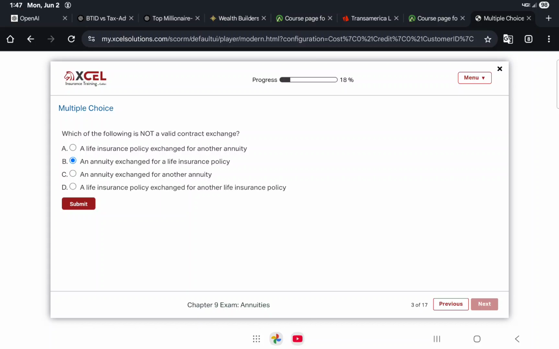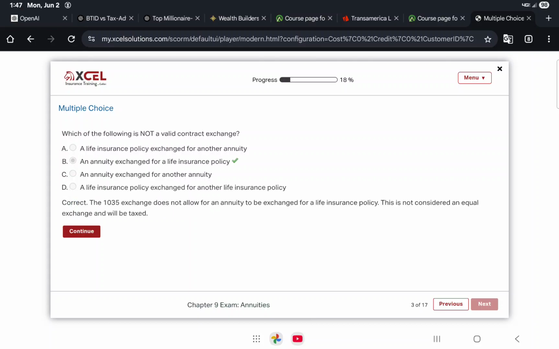Let's say you accumulated $1 million in an annuity or a 401k or an IRA. You can't save all $1 million to roll into a life insurance policy and expect that to be now tax-free. You'll have to pay the taxes, and then whatever after taxes and penalties, if penalties apply, then you can buy a life insurance policy with it, but it cannot be exchanged into a life insurance policy.